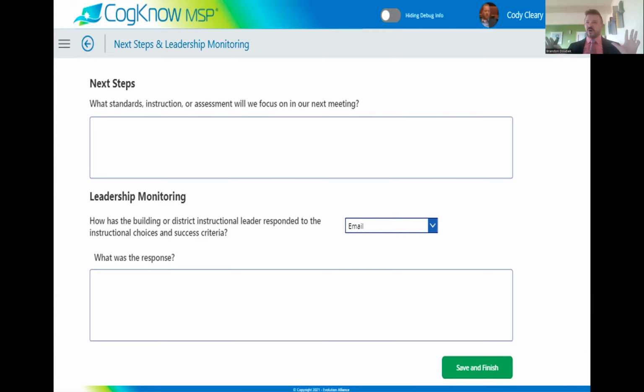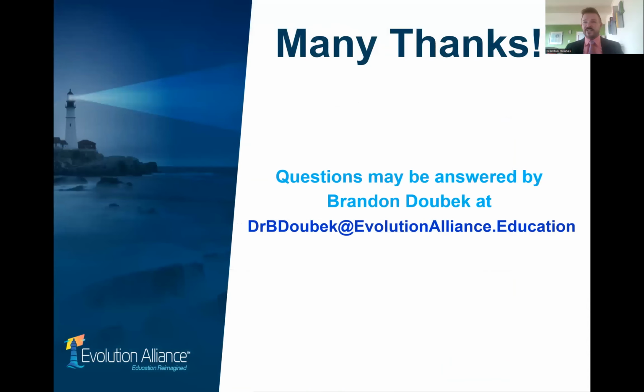And there it's guided you all the way through the process at a very high level so that teachers can spend most of their time talking about instruction, which is the most important thing in that PLC or teacher team process.